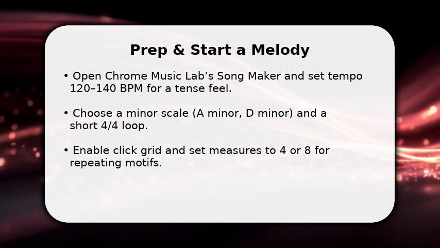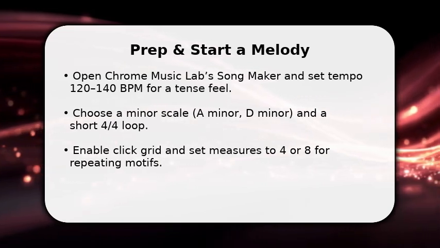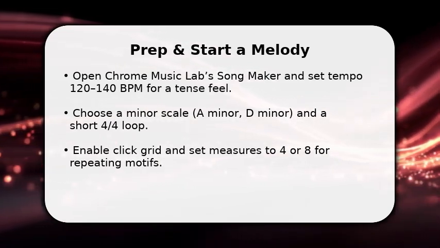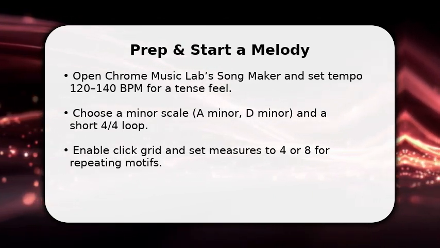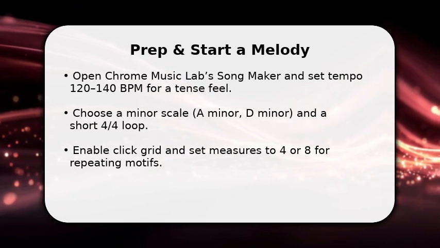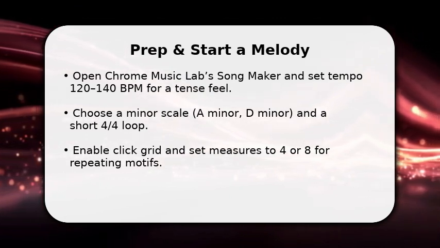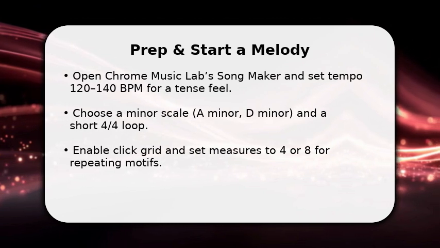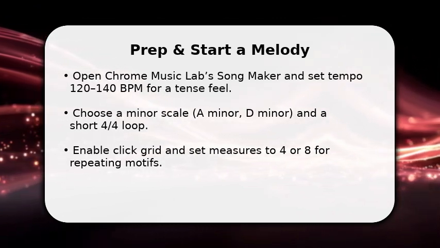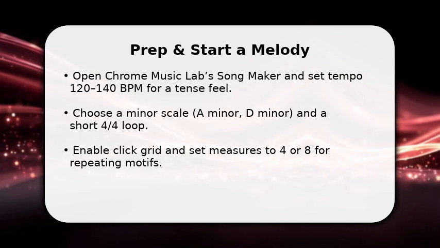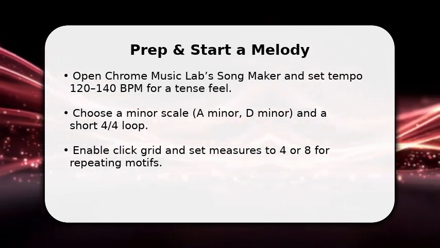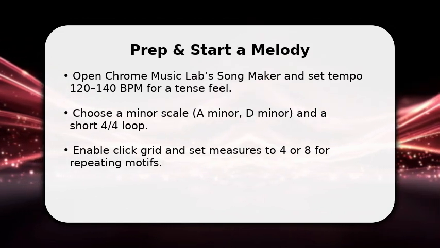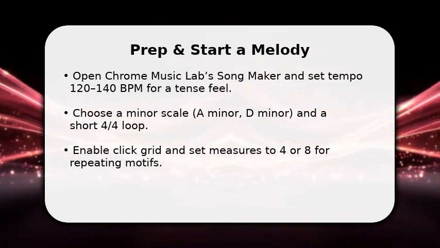You start by opening Chrome Music Lab and picking Songmaker. This gets you immediate access to a piano grid. Set tempo around 120 to 140 BPM to create tension, and choose a minor scale so notes sound eerie rather than bright. Once done, use a 4 or 8 measure loop so motifs repeat. Make sure the grid snap is enabled so your timing stays tight. This prevents accidental offbeat notes and keeps the rhythm mechanical and creepy.